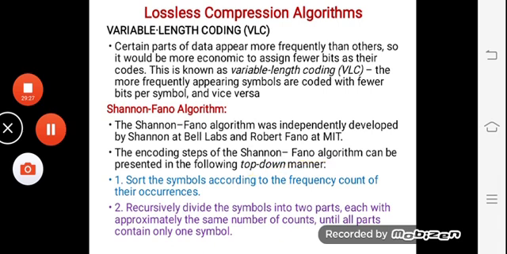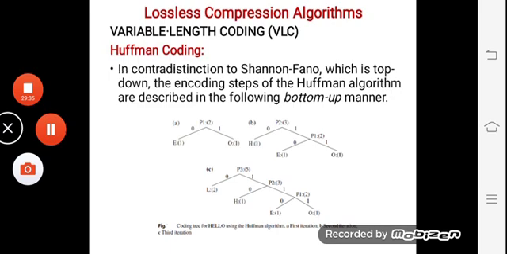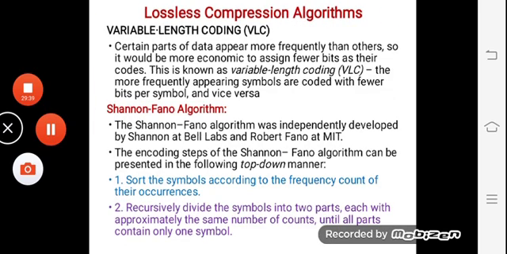Now the next type is variable length coding. In that we have 2 types: the Shannon-Fano algorithm and the Huffman coding. I think this will be enough for today. In tomorrow's session we will go into detail on how variable length coding works. So thank you very much.